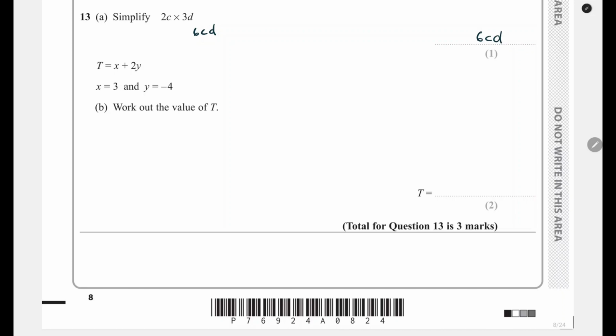Part B says t is equal to x plus 2y, x is equal to 3, and y is equal to minus 4. Work out the value of t. So we know that t is equal to x, and x is 3, plus 2 multiplied by y, and we know that y is minus 4. So we're going to put y, which is minus 4, in brackets. Therefore, t is equal to 3 plus 2 times minus 4, which is minus 8. So that's 3 minus 8, which is minus 5. And so t is equal to minus 5.